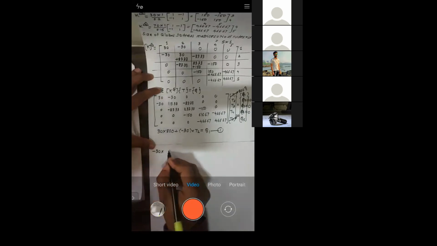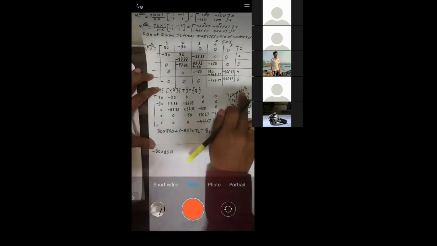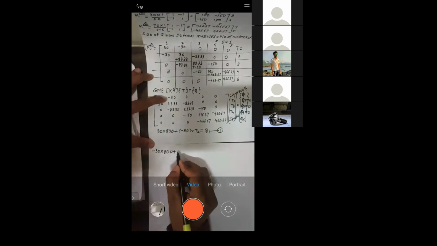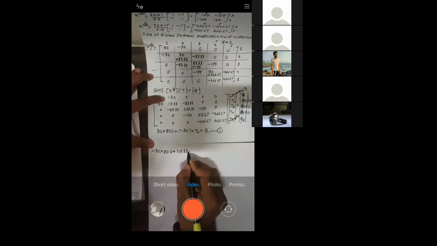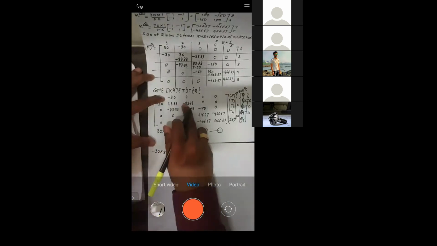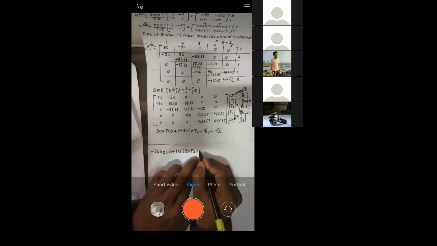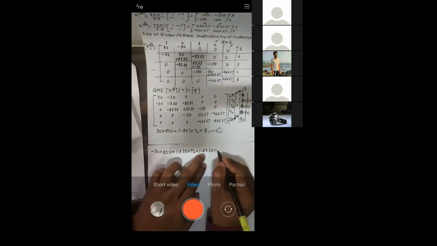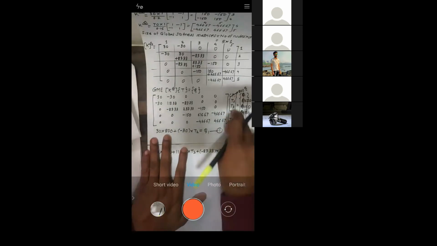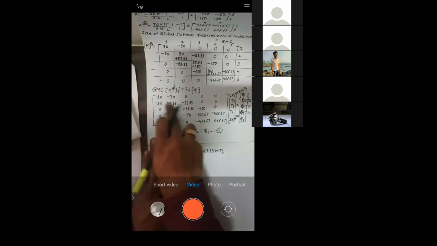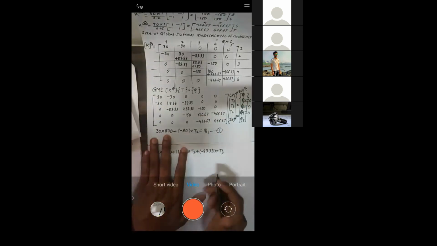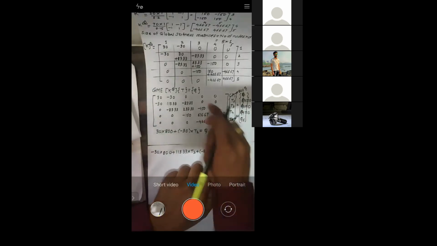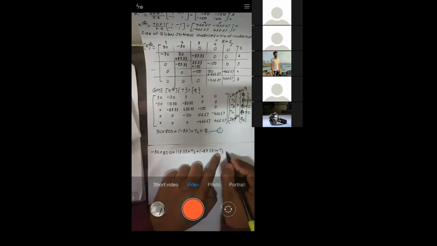Minus 30 into 800, plus 113.33 into T2, plus minus 83.33 into T3. I'm doing this row multiplied by this column manually, is equal to Q2. Plus 0 into this is 0, plus 0 into this is 0, is equal to Q2, and that is equal to 0.